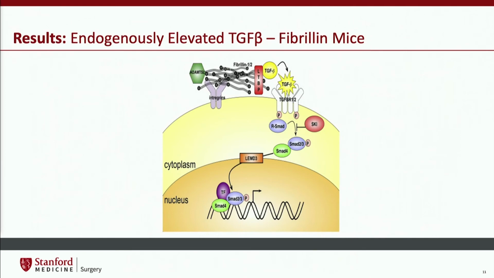We then wondered if the same was true at the endogenous level. We specifically looked at fibrillin mice, which are marfanoid-like, where the fibrillin protein is altered and results in aberrant expression of TGF-beta.